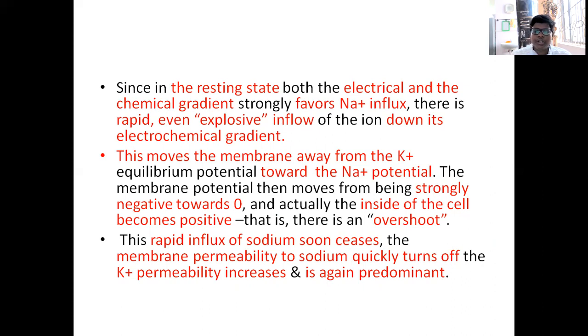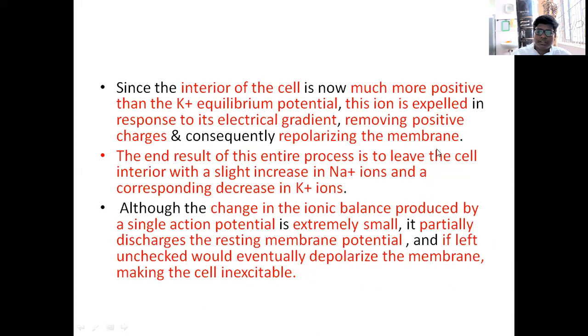This rapid influx of sodium soon ceases, as the membrane permeability to sodium quickly turns off and the potassium permeability increases and is again predominant. Since the interior of the cell is now much more positive than the potassium equilibrium, this ion is expelled in response to this electrical gradient, removing the positive charges and consequently repolarizing the membrane.